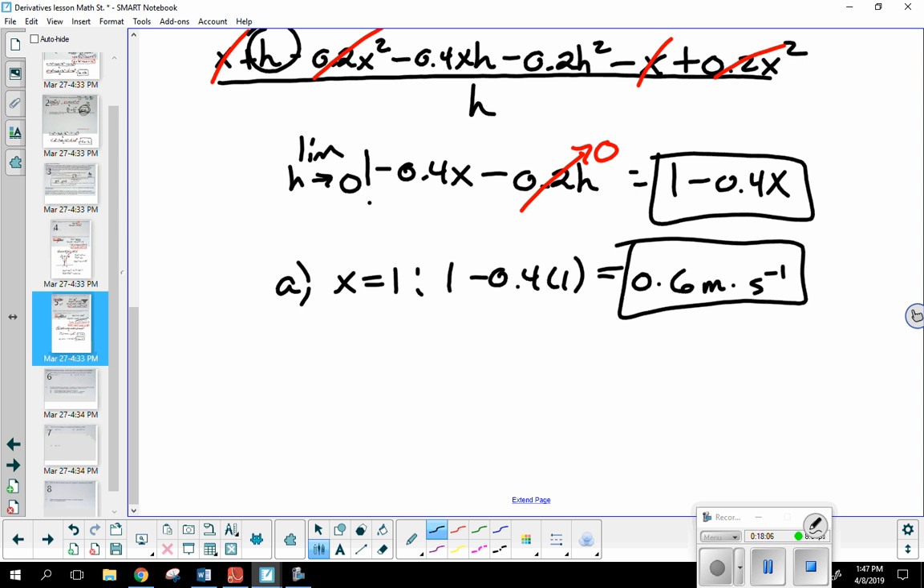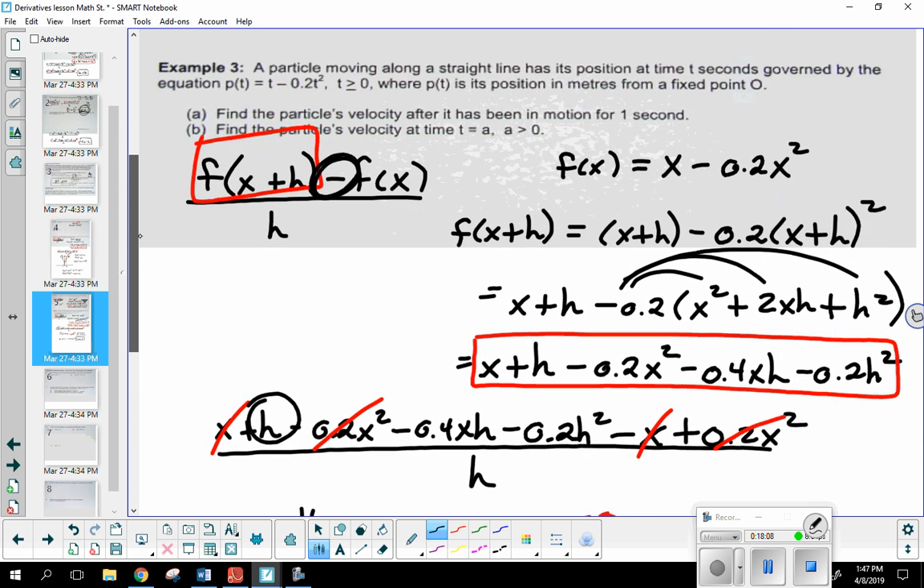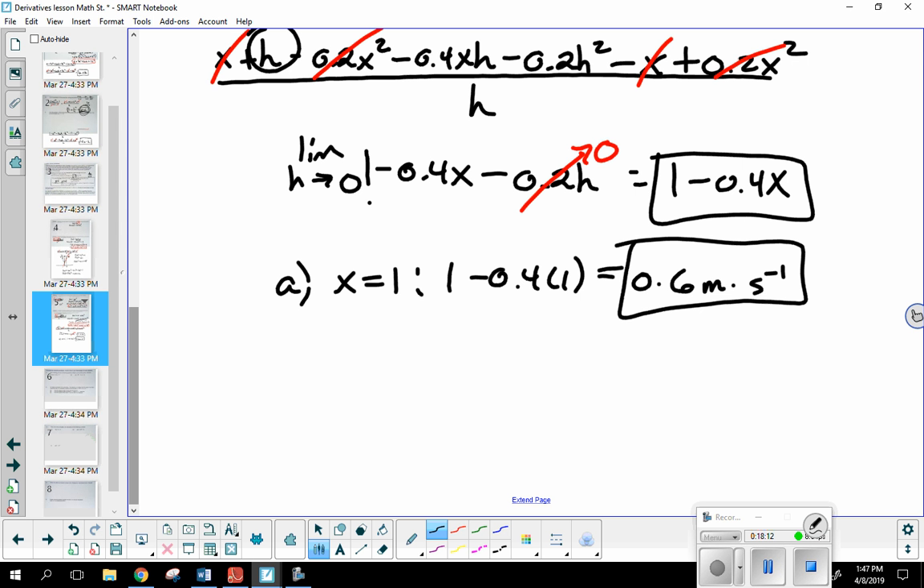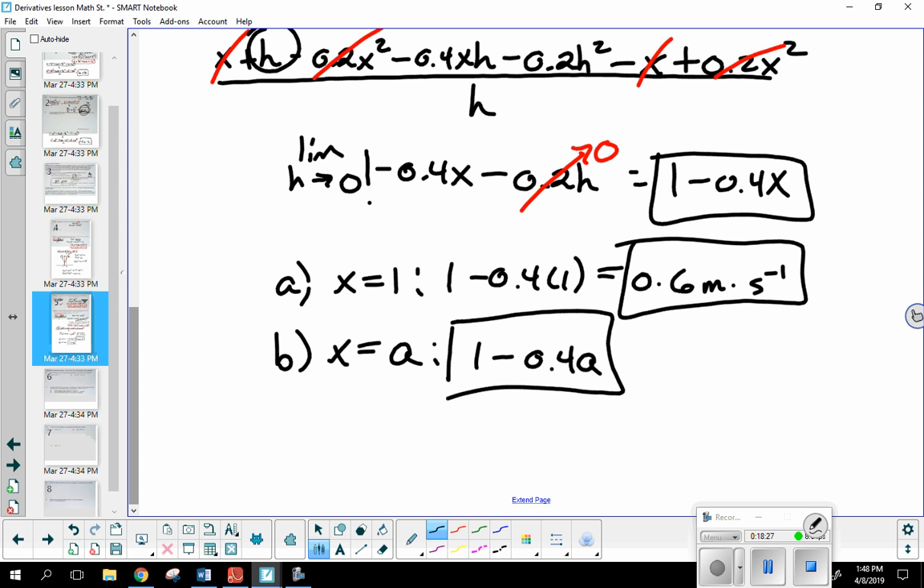And then B, I think it just wants a variable. Find the particle's velocity at time t equals a. Okay, so if x is equal to some time a, well then it would just be 1 minus 0.4a. I mean, without being given a specific value, that is as far as we can go.